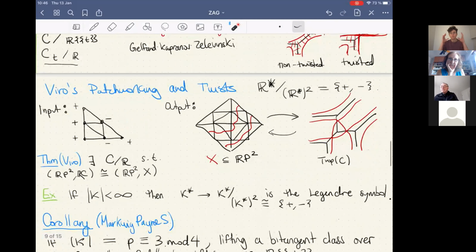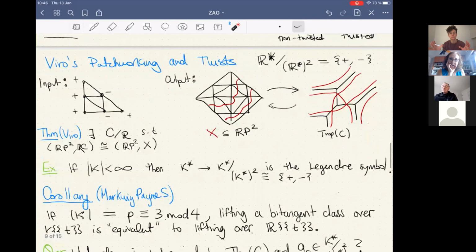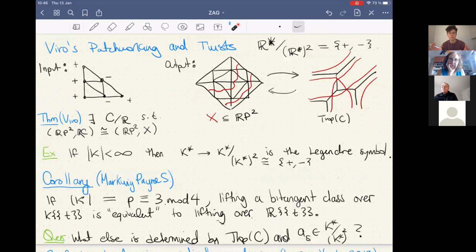So you have some curve defined over a field of Puiseux series, say with little k now being a finite field. What can you remember if you remember the initials of the coefficients, but also what could you remember if you just remember the initials mod squares?